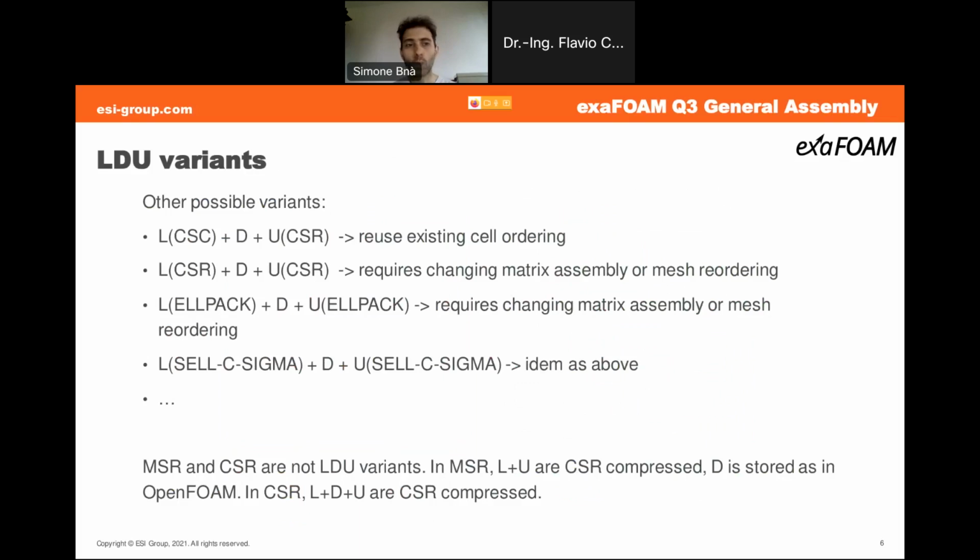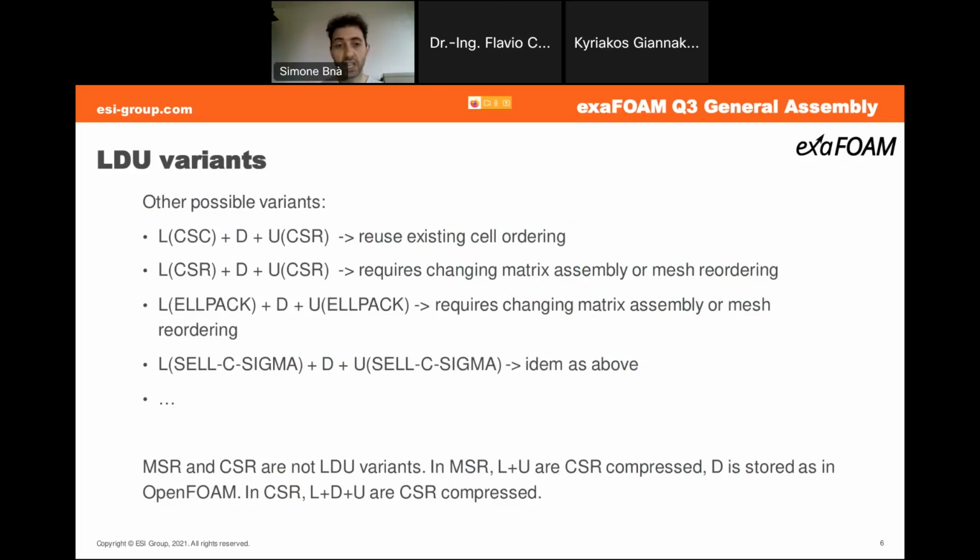The question is, can we define another way of storing the sparsity pattern of L and U, maintaining the splitting of the matrices into LDU? The answer is yes. We can, for example, use CSR, the compressed sparse row format, for U, and CSC, for example, for L. This can be implemented easily in OpenFOAM because it doesn't require any cell reordering.